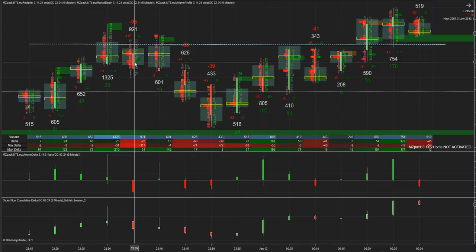Before we begin, I have to define what the imbalance is. If you're coming from ICT or smart money, you already know what the imbalance is. But for those of you who don't know it, I'm going to explain it first. Well, imbalance happens whenever the market goes up or down aggressively.